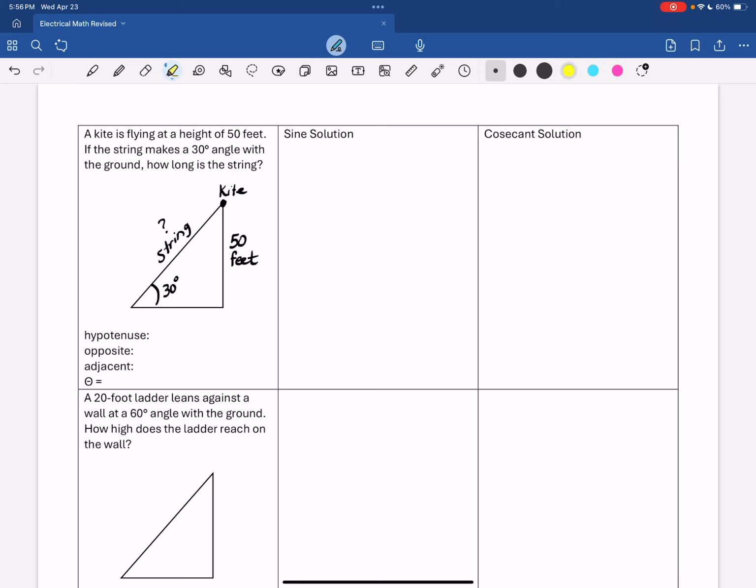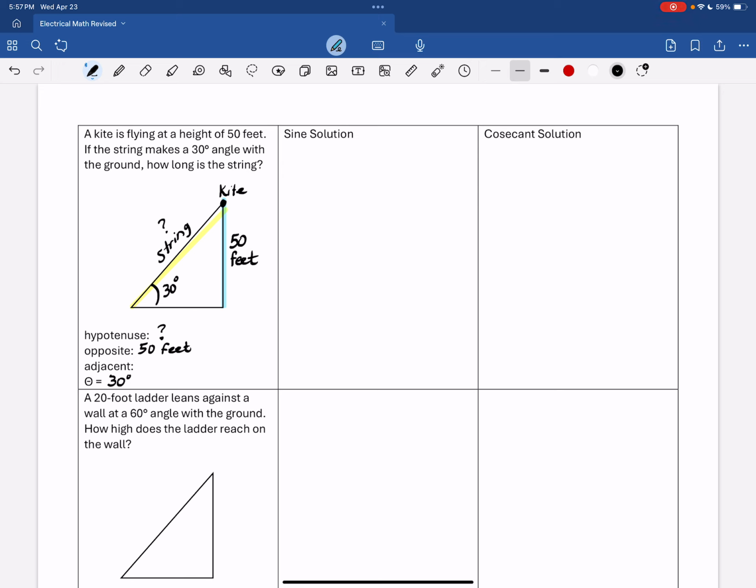So in this particular situation, we know hypotenuse and we know opposite. And I'm not even going to mark adjacent because I know this is a sine problem. That's the purpose of doing this set of problems, so that we can see sine and cosecant. So if you work this the way we've been working it, nothing's changed. You know the hypotenuse is what you're looking for, and you know that your opposite is 50 feet, and you know your theta is 30 degrees.